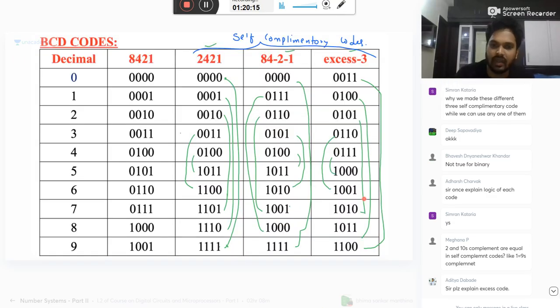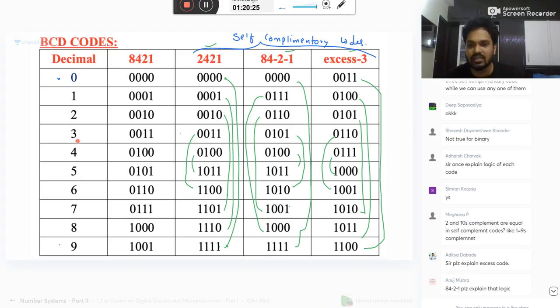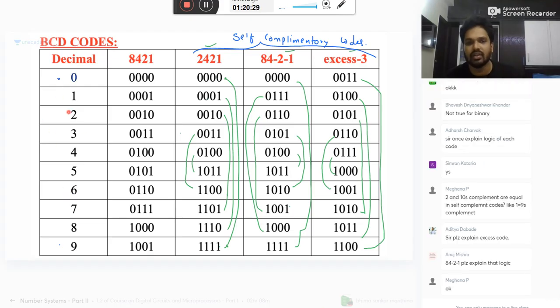My dear friend Meghana, you can see in BCD codes, your range is 0 to 9 only. There is no 10 here. Every digit is 0 to 9 only. If you want 10, we represent it as 1 and 0 separately. Your doubt is clear. Anuj, 84 minus 2 minus 1.